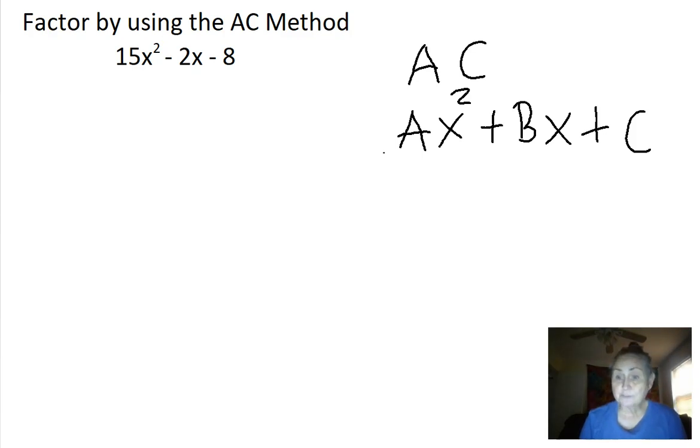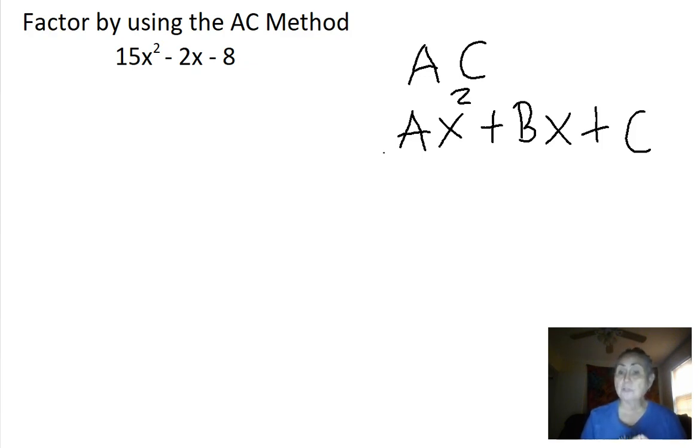Hi, it's Professor House. Today I'm going to show you how to factor by using the AC method, the trinomial 15x squared minus 2x minus 8. Now, if you recall from the first video on this, and if you haven't watched the first video on how to factor by the AC method, you should do that before you do this one.